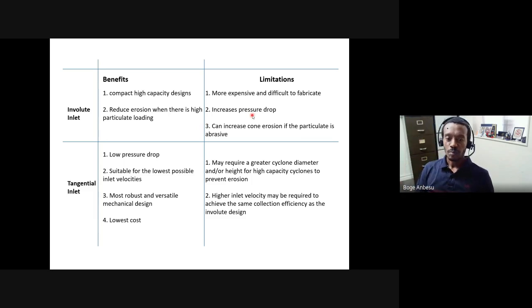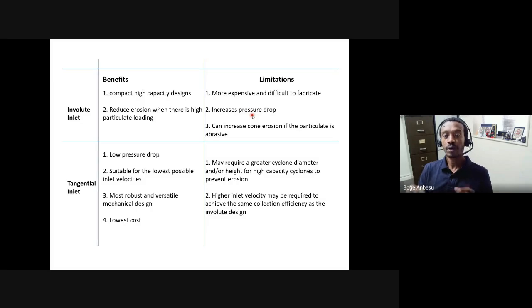What are the other limitations for the involute inlet? It's probably slightly more complicated to fabricate. It's not impossible, but more sophisticated than the tangential inlet. And because particles enter in a wide area, the opening is wider, you will have a significant pressure drop, obviously, as particles go into the cyclone.